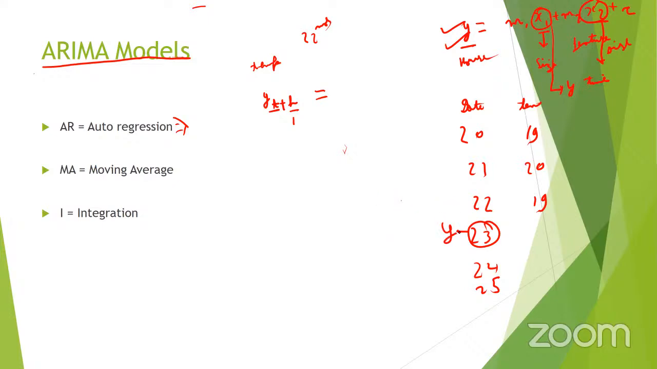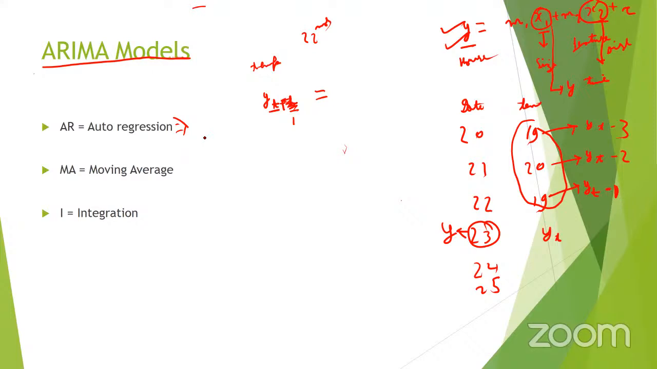This will become y. And all the previous days' temperature data will become your x. So this will be your y t. Let's first of all take it as yt. This will be your yt minus 1. This will be your yt minus 2. And this will be your yt minus 3.